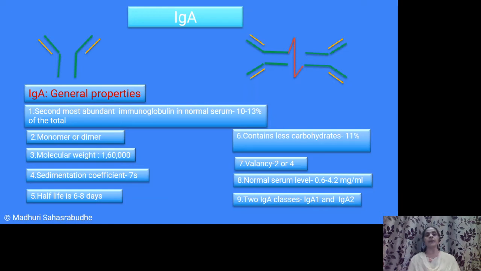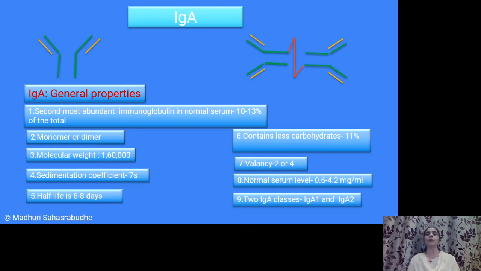In IgG, the first point is that it's a major immunoglobulin consisting of 70 to 80%. Here in IgA, it is 10 to 13%. IgG exists as a monomer, but IgA exists as a monomer or dimer. Molecular weight is 1,50,000 in IgG; in IgA, it is 1,60,000. Sedimentation coefficient is the same in both. Half-life, very important to note, is 23 days for IgG, whereas IgA has 6 to 8 days. IgG has only 3% carbohydrate, whereas IgA has 11% carbohydrate.